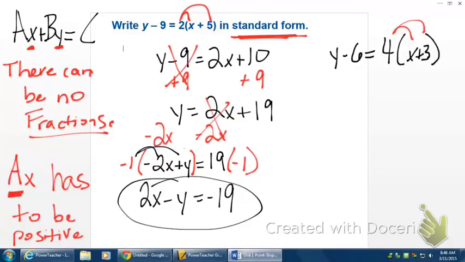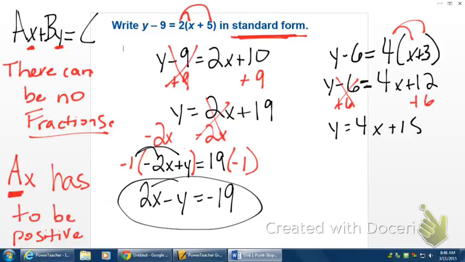Next one, we need to distribute the 4. Okay? So let's go ahead and multiply that out. Now we have y minus 6 is equal to a 4x plus 12. Okay? Let's go ahead and add 6 to both sides. What your next step should have been: y equals 4x plus 18. 4x plus 18, good.